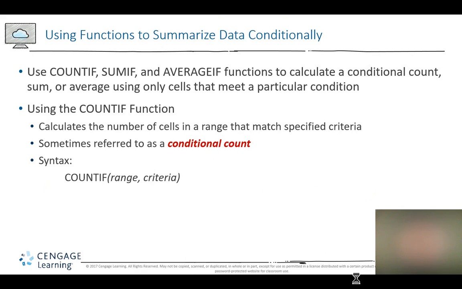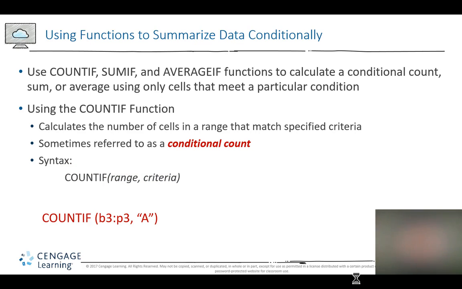The other major features in Session 8.3 are the COUNTIF, SUMIF, and AVERAGEIF functions used to calculate a conditional count, sum, or average based on only the cells that meet a particular criteria. Using the COUNTIF function, you can calculate the number of cells in a range that matches a specific criteria. This is sometimes referred to as a conditional count. Here is the syntax: COUNTIF with two arguments, one for the range, one for the criteria.